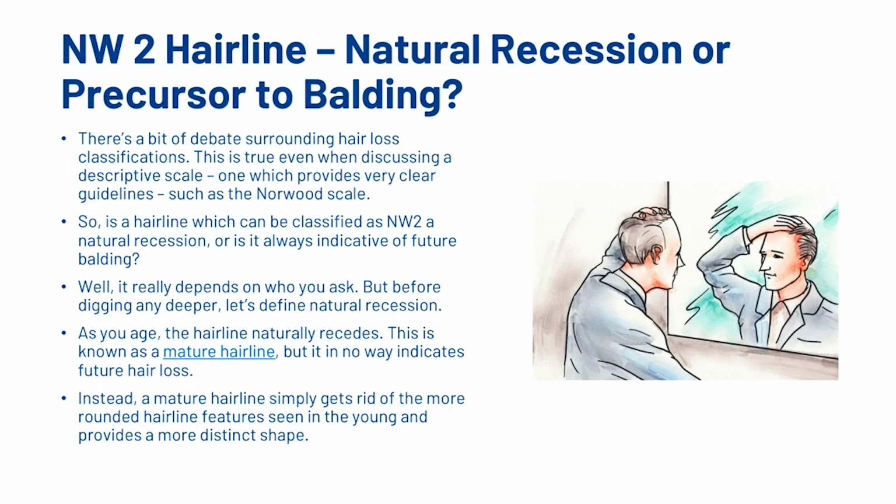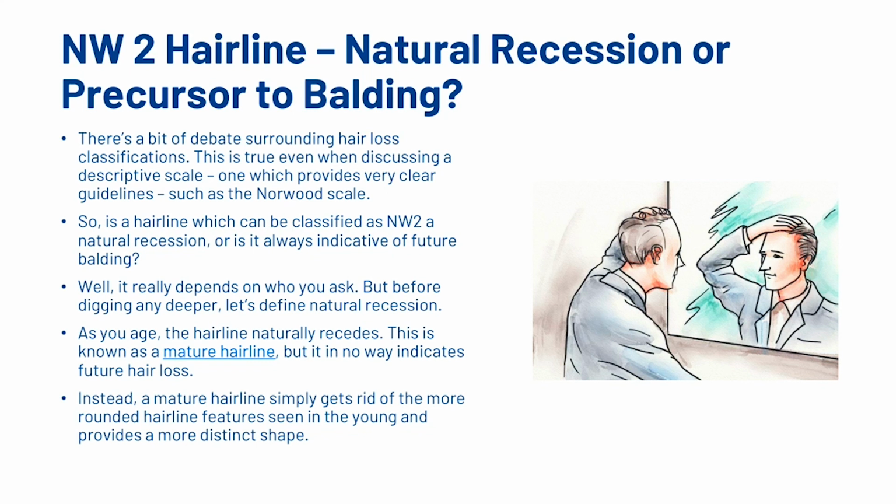Now, when it comes to a Norwood 2 hairline, is that natural recession or is it a precursor to balding? So there's a bit of debate surrounding hair loss classifications. This is true even when discussing a descriptive scale, one which provides very clear guidelines such as the Norwood scale. So is a hairline which can be classified as Norwood 2 a natural recession, or is it always indicative of future balding? Well, it really depends on who you ask, but before digging any deeper, let's define natural recession.